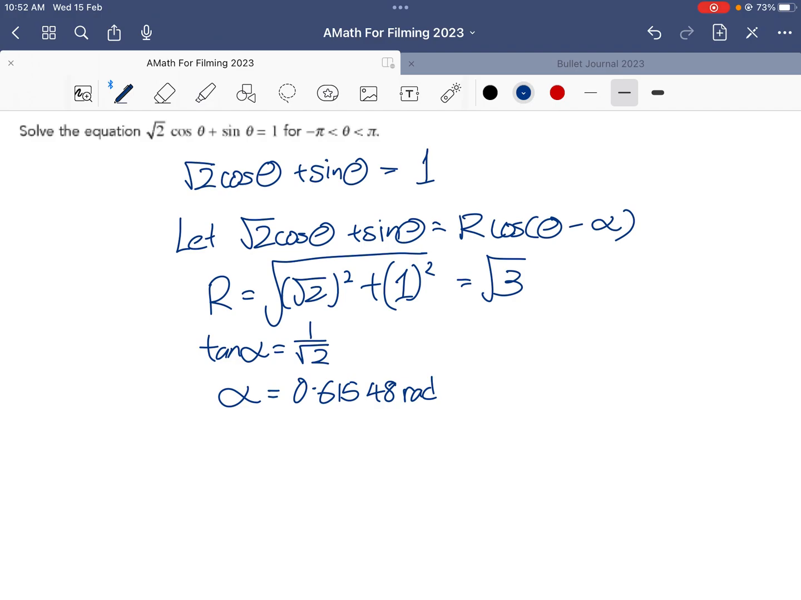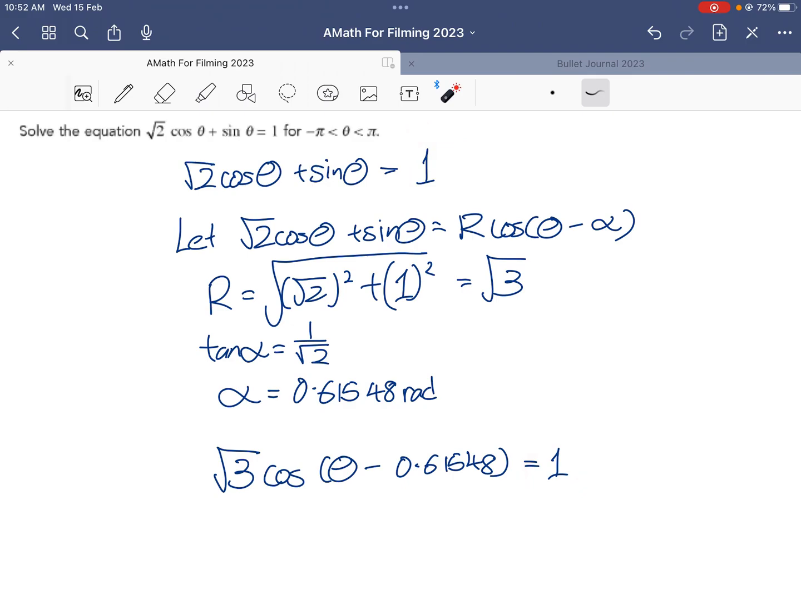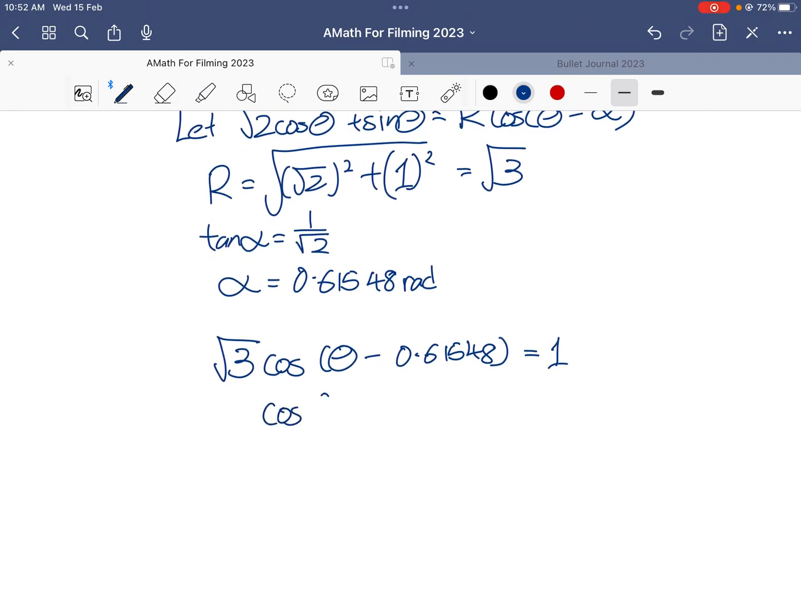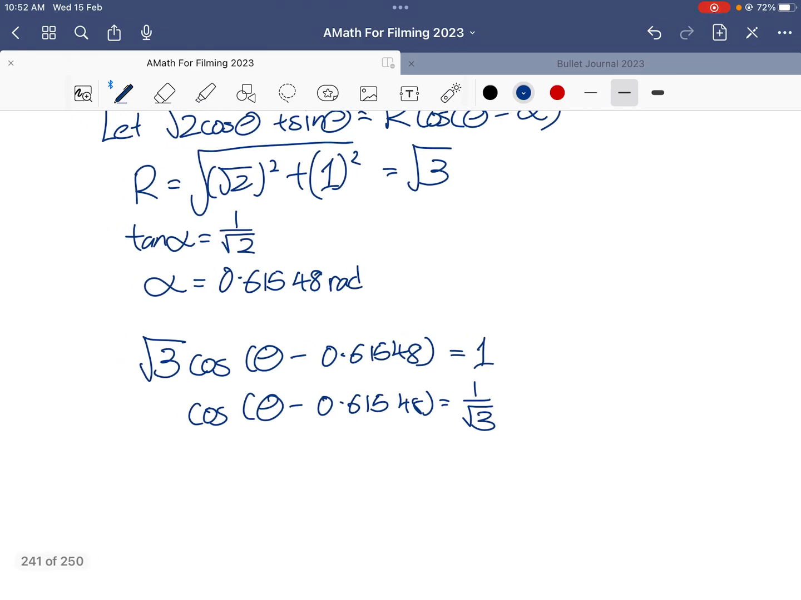Therefore, this function becomes square root of 3 cosine(theta minus 0.61548) equals 1. The 1 is from here. Notice there's only a cosine here and a number on the other side. This is quite easily solvable already. So what I obtain is cosine(theta minus 0.61548) equals 1 over square root 3. I divided by root 3 on both sides.